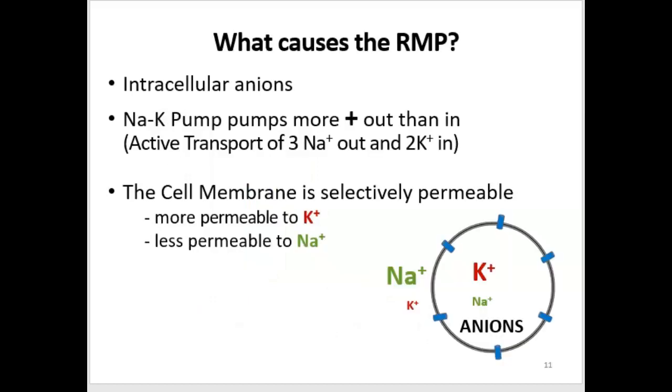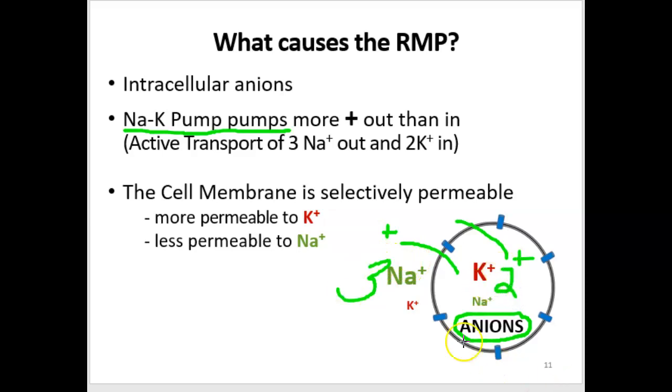So what causes this resting membrane potential? Well, inside the cell there are negatively charged molecules like proteins and DNA, and in addition there are sodium-potassium pumps in all of our cells, neurons included, that pump more positive ions out than they pump in. So remember, 3 sodium go out, but only 2 potassium come in. So that's a net positive on the outside.